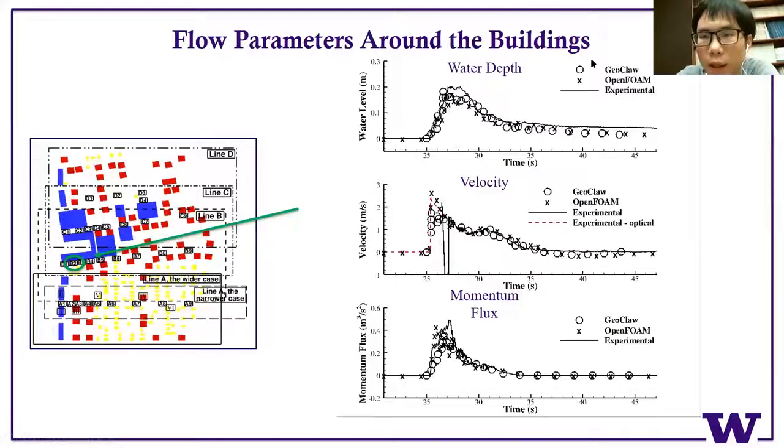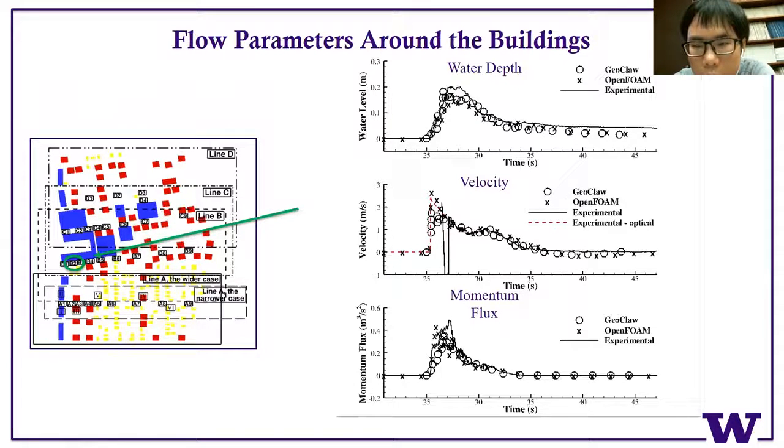Okay, so on this slide, I'm showing the results, the prediction of flow parameters at B2. The first row is the water depth, the second row is velocity, and the third row is momentum flux, which is computed by multiplying water depth with velocity squared. Let's have a look at the first row. Here you see the solid line is the experimental measurement, and you can see both the 3D model and the 2D model agree quite well with the experimental data.